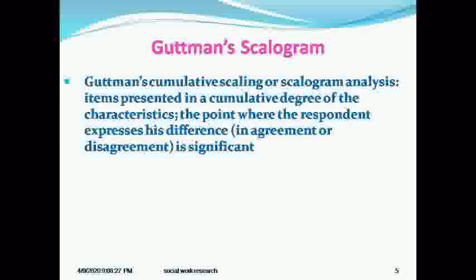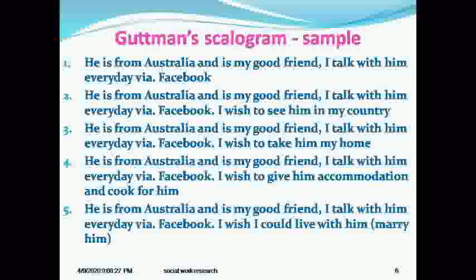Now, the 3rd scale is known as Guttman's scalogram. Guttman's cumulative scaling or scalogram analysis is a very useful psychological measurement. In this scale, items are presented in a cumulative degree of the characteristics. The point where the respondent expresses his difference in agreement or disagreement is a significant position. Let us check the example. Here there are 5 statements. These statements denote the social distance, the distance the people maintain with others. It's a kind of mental distance or psychological distance, so we better call it social distance.